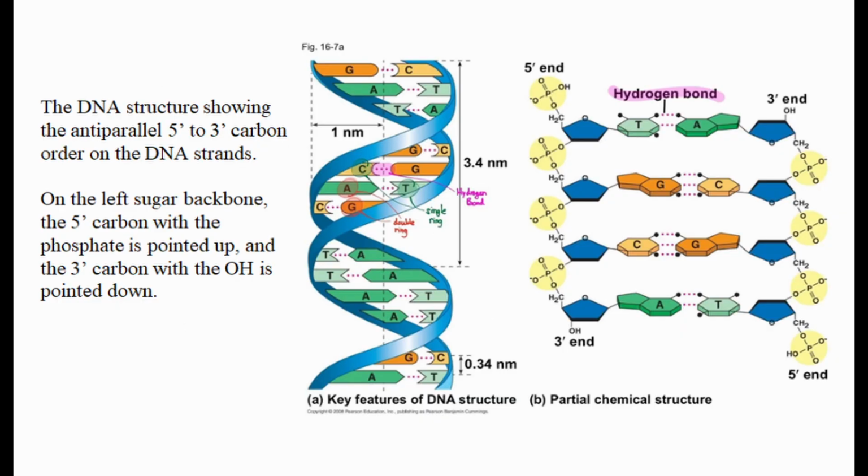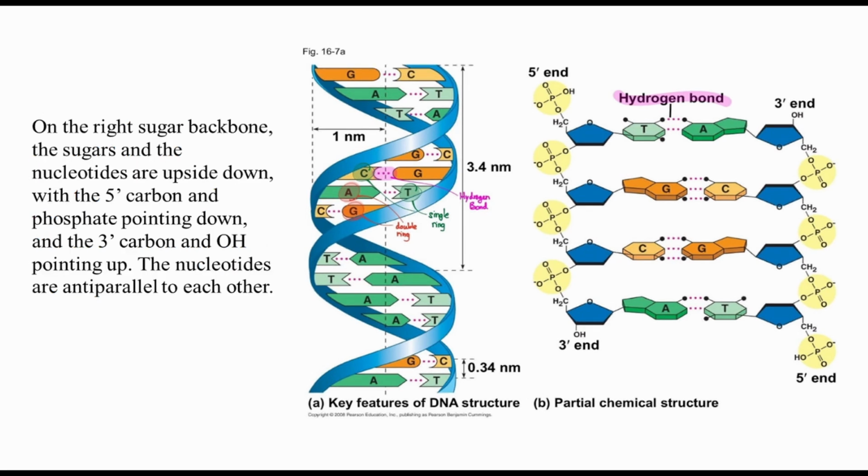The figure shows the DNA structure and the anti-parallel 5' to 3' carbon order on the DNA strands. On the left sugar backbone, the 5' carbon with the phosphate is pointed up, and the 3' carbon with the OH is pointed down. On the right sugar backbone, the sugars and the nucleotides are upside down, with the 5' carbon and phosphate pointing down, and the 3' carbon and OH pointing up. The nucleotides are anti-parallel to each other.